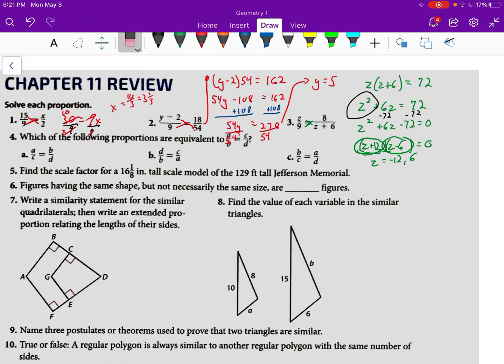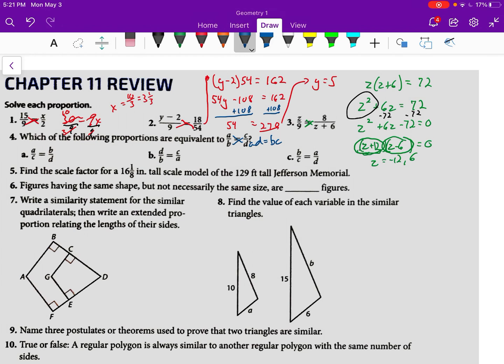I'm going to have to erase a little bit here so we can see number 4. Which of the following proportions are equivalent to a over b equals c over d? So there's a few properties that we learned about this. We learned the exchange of means property, we learned the reciprocal, and we also learned the cross product, which is what we use to solve proportions. So what I'm going to do is cross multiply on this one. And this equals A times D equals B times C.